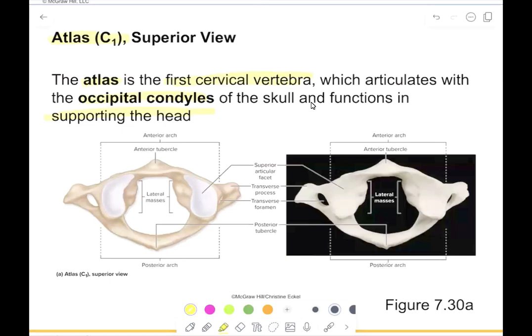One thing that is noticeable here is there is no body present, which would be seen in the other vertebra. There's still a superior articular facet, a transverse process, which has a transverse foramen. And again, remember the transverse foramen are only in the cervical vertebrae.